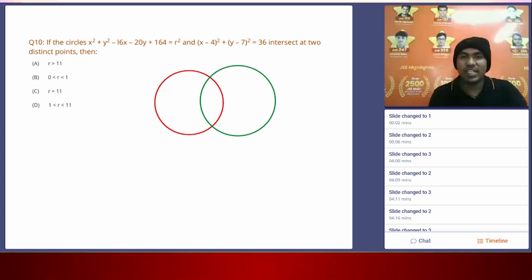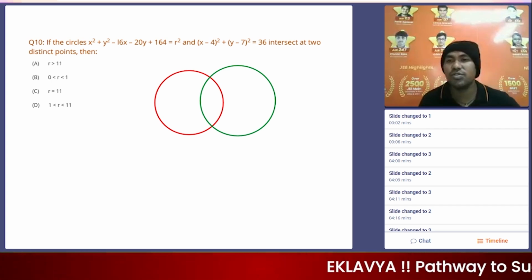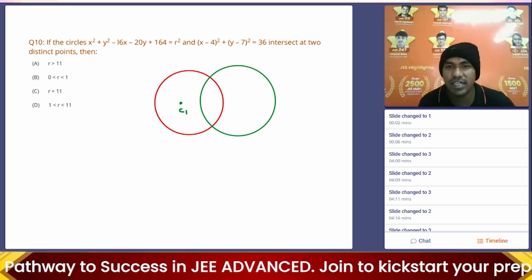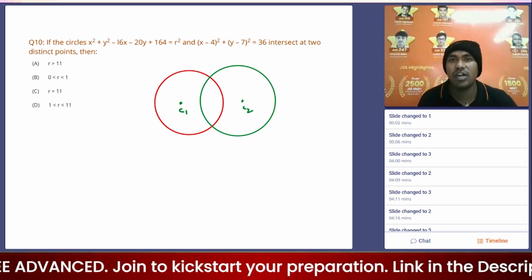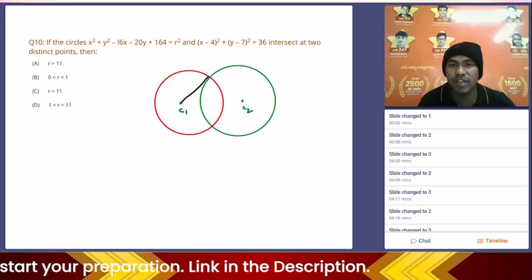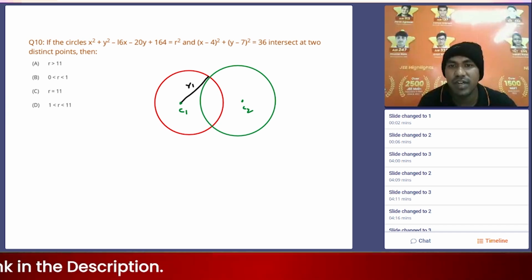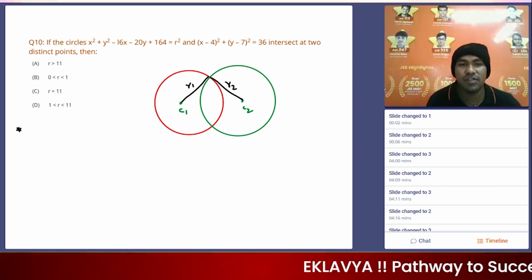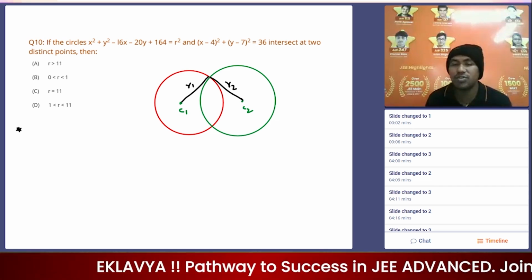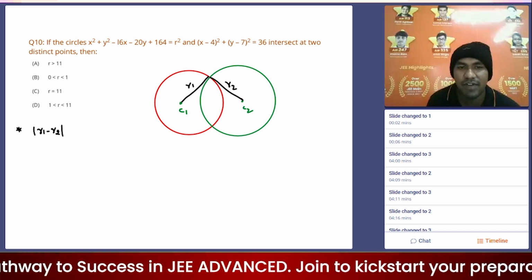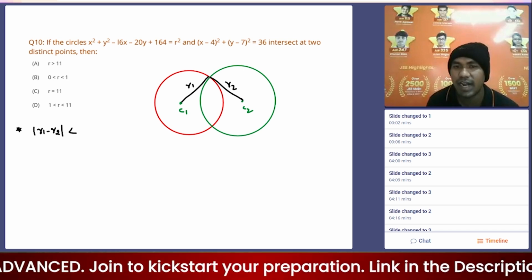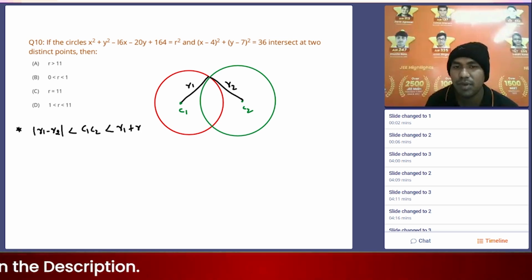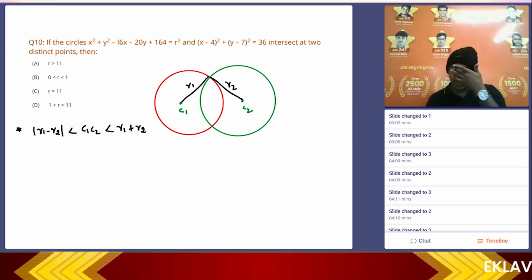Right. So given two circles that are intersected at two distinct points, that means this is the possibility, intersecting at 2 points, and we will take their centers C1 and C2, and we know their radii also, we can calculate. This is our radius R1 and this is our radius R2. And what is the condition here we are having when two circles are intersecting at two distinct points? Yes, the absolute difference of the radii should be less than the distance between the centers, which is less than the sum of radii, right? This is our condition here.